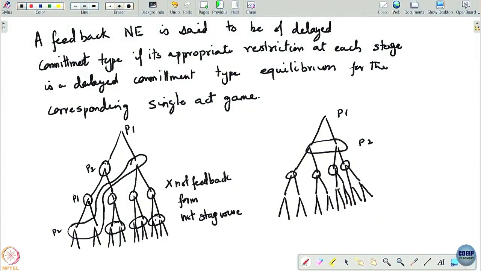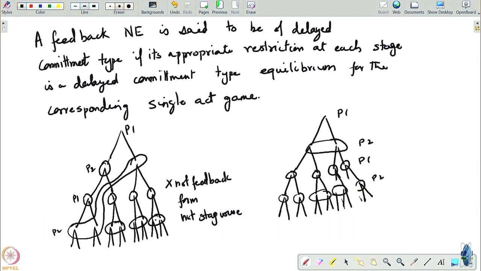Okay, now here, say for example, suppose I take this is player 1, this is player 2. Now here, suppose I have this. Now, is this okay? So, this is stage wise, but it is not in feedback form, and that's because of this information set that I drew, which is going across two nodes which are in two different subtrees. So, this is not allowed. You can't do this. This is not in feedback form.